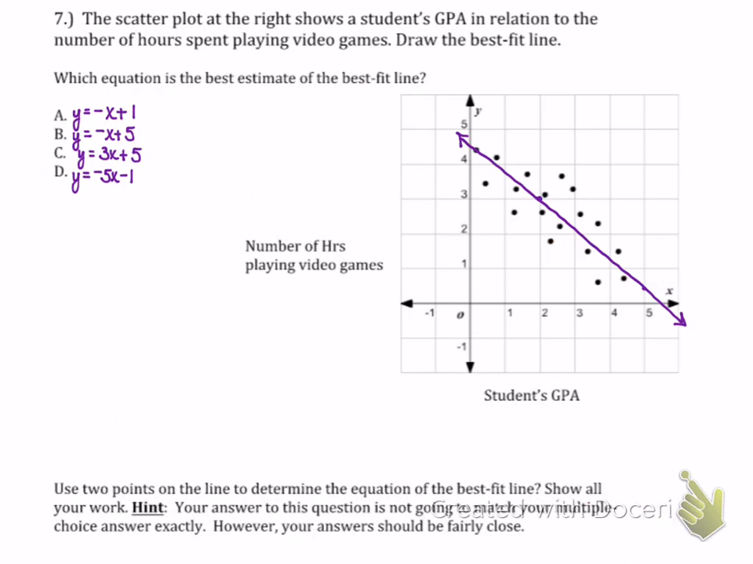So we're going to take a look at a scatter plot for number 7 that shows a student's GPA in relation to the number of hours they spent playing video games. You need to draw a best fit line, and I did that on my screen already. And you'll notice that I tried to go down through the center of the data and have the same number of points above and the same number of points below.